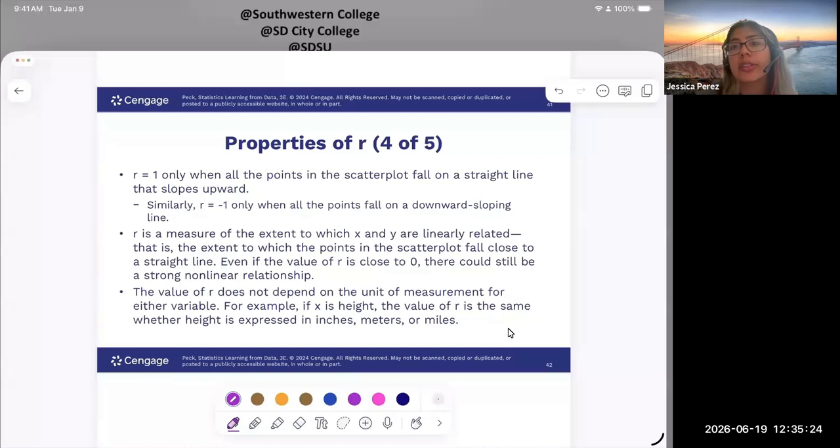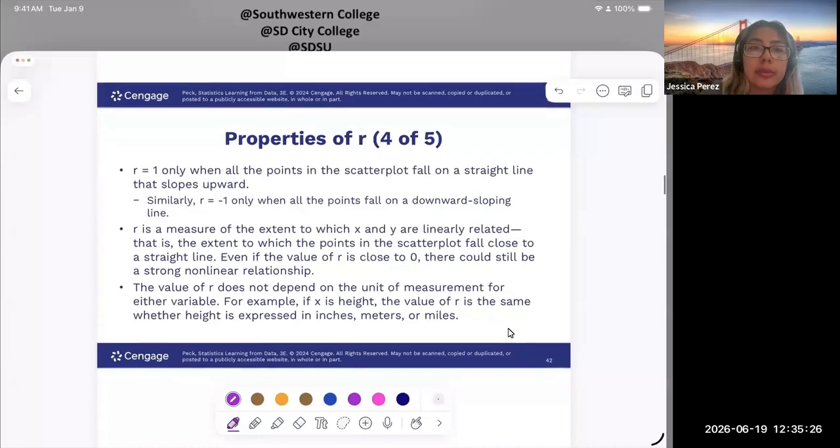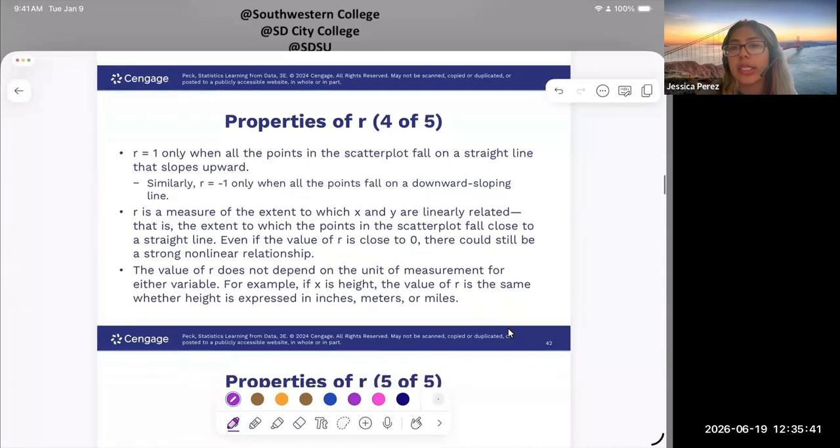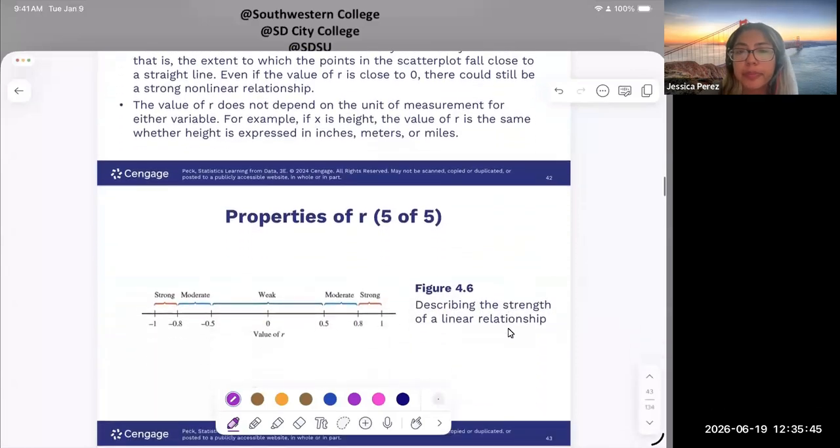Even if the value of R is close to 0, there still may be a strong nonlinear relationship. The value of R does not depend on the unit of measurement for either variable. So for example, if x is a height, the value of R is the same whether the height is expressed in inches, meters, or miles. So it does not depend on the unit.